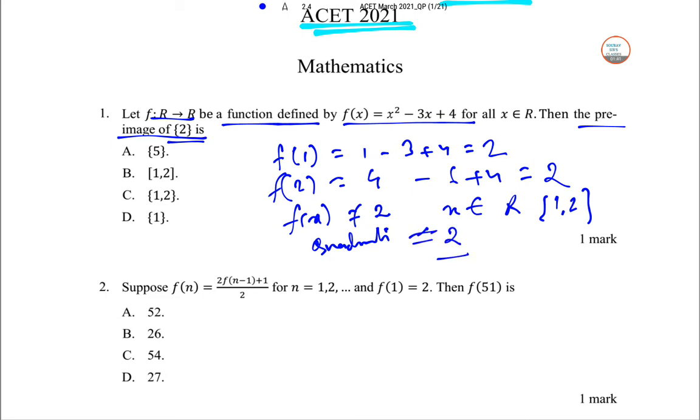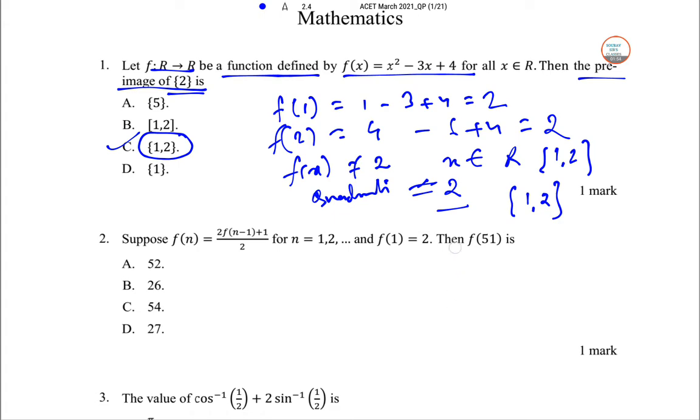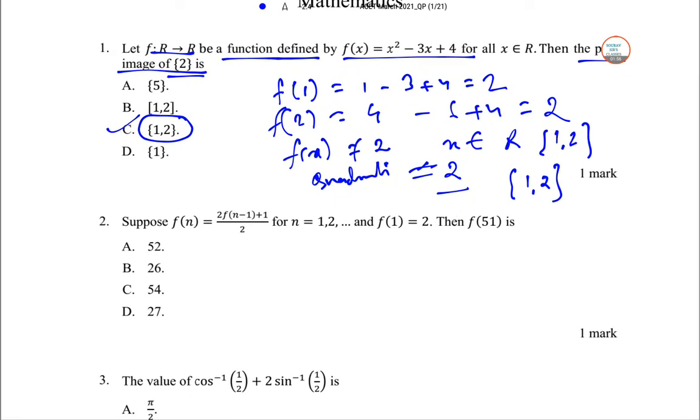Hence the pre-image of 2 is 1 and 2. So option C is correct. Remember that between 1 and 2 anything can happen, and in the above set, 1 to 2 excluding 1 and 2 is given, so obviously they are not the same. Don't get confused by that. Now we move to the next one.